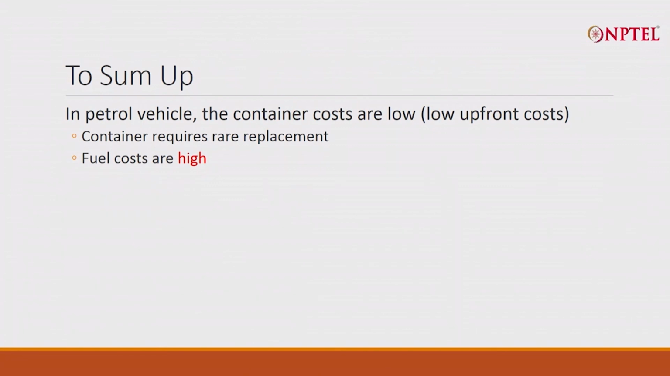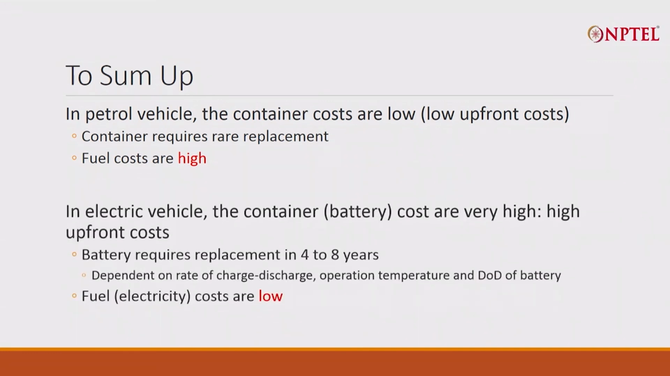To sum up, in a petrol vehicle, the container costs are low upfront cost, the container requires rare replacement, fuel costs are high. In an electric vehicle, the container costs are very high, the battery costs, high upfront costs, and on top of it the battery requires replacement, 4 to 8 years, depending on the charge discharge cycle, operation temperature, depth of discharge. But the good part is fuel cost is very low. Also it is environmentally friendly, so all those things will add significantly.